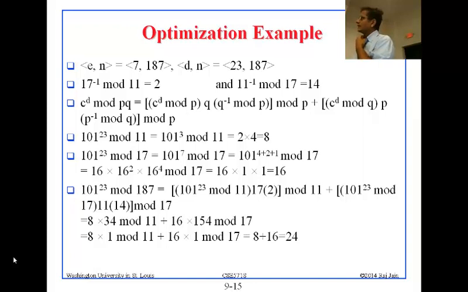Now, here another thing that you need to do is that when you're doing these mods, you don't have to multiply. You could just do the mod before multiplication. So I did that. So 34 became 1. Everybody getting that? 34 mod 11 is 1. So I didn't do multiplication, I just did the mod first. 154 became 1. Alright? Once you did that, then it is basically 8 plus 16 is 24.